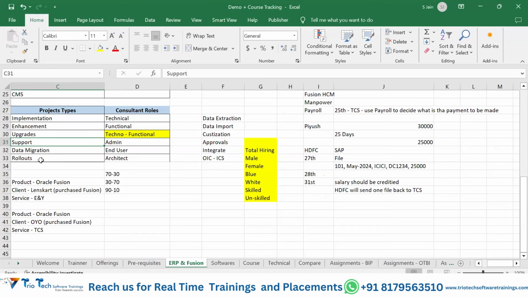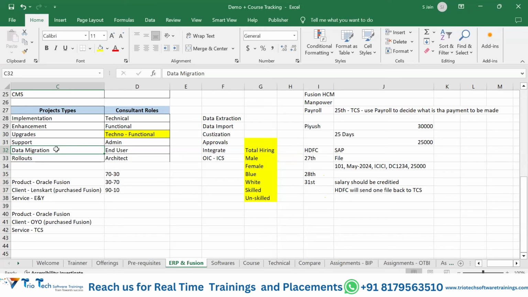Okay, same way, guys, there is something called data migration projects. Like we said, okay, TCS has acquired Infosys. So in that case, whatever data Oracle requires from Infosys needs to be imported. That is the data migration. Data is migrated from a legacy application, from an Infosys application, and made available to the Fusion application.